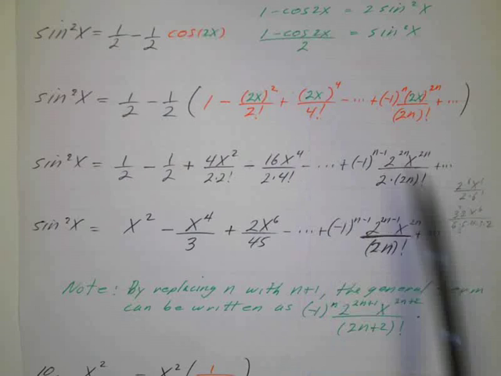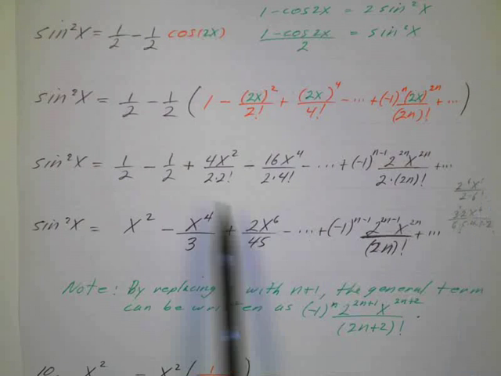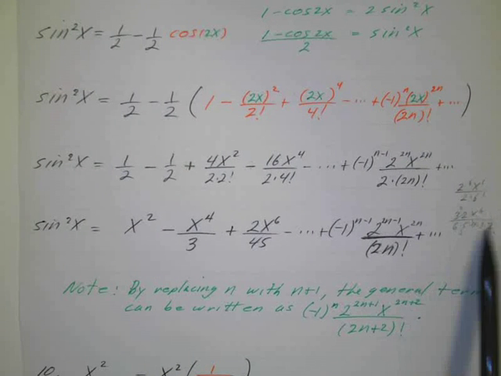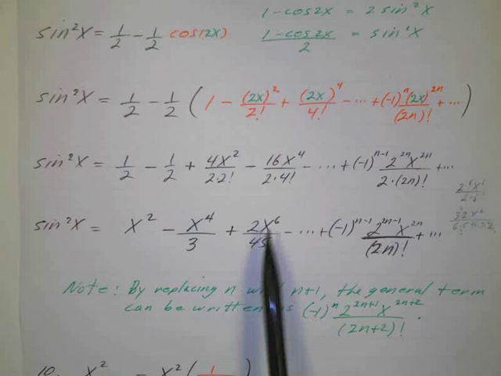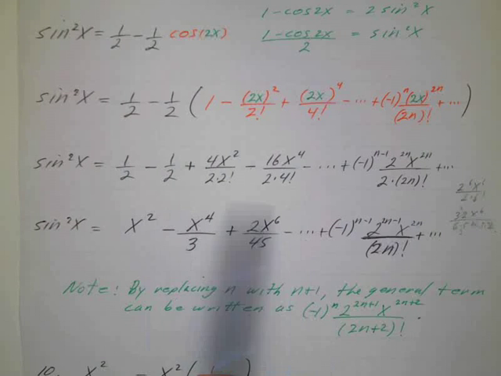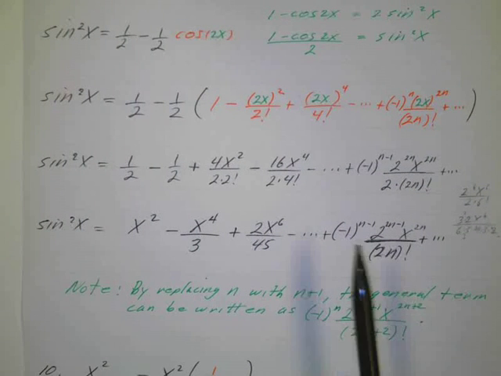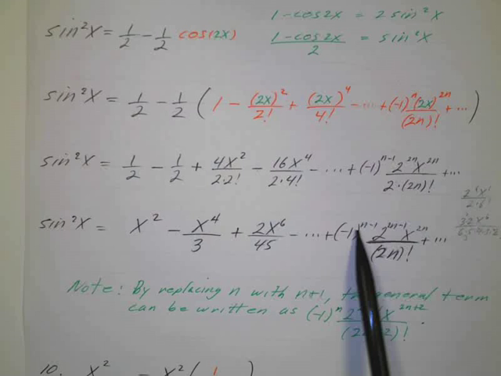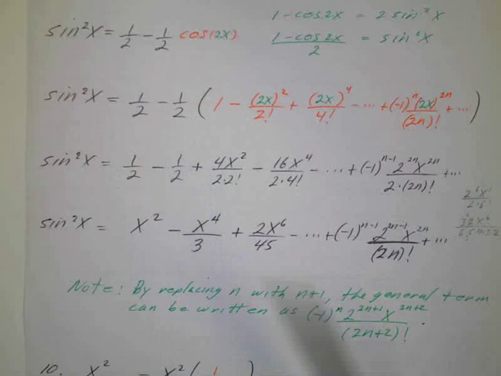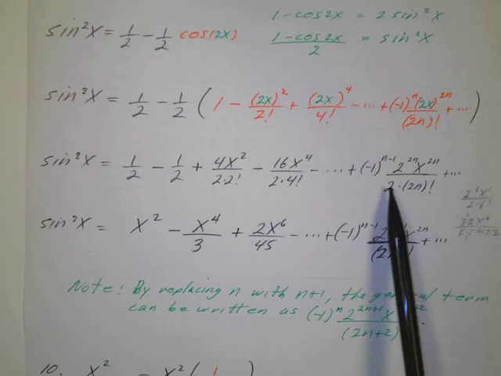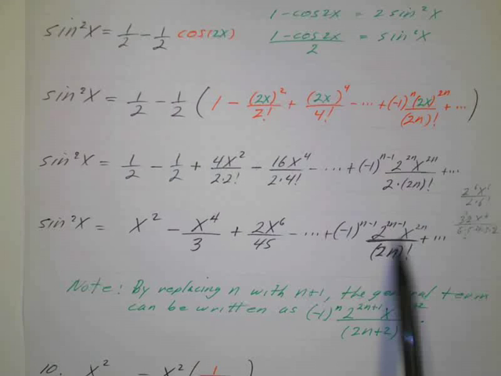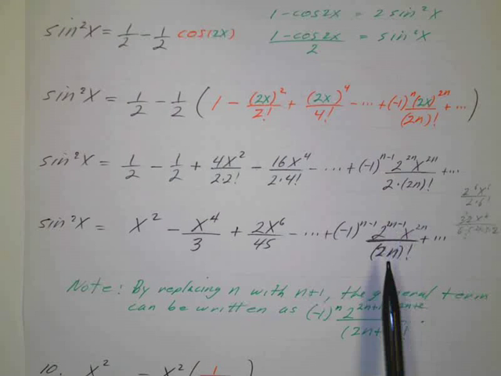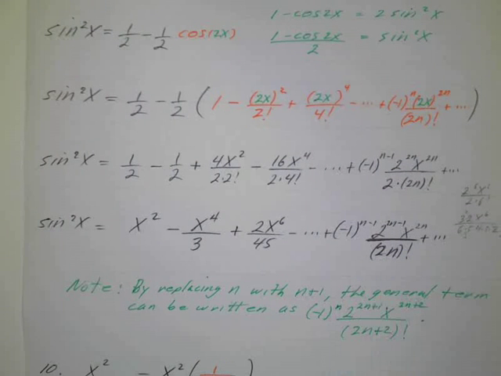I kind of did it over in pencil. The next term would be 2x to the 6th over 6 factorial. And then times that 2 from the 1/2. So I worked it out and I came up with 2x to the 6 over 45. That would be the third term. So I can see the 3 terms. And then we got the 1, negative 1 to the n minus 1. That's the shift because of the negative sign. And then we took this 2 in the bottom and put it up on the top like we did in the cosine. And we have 2 to the 2n minus 1.